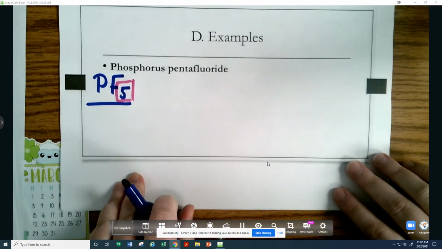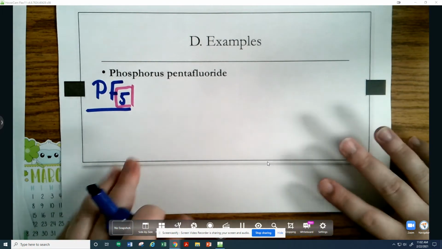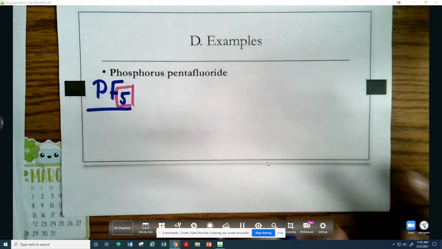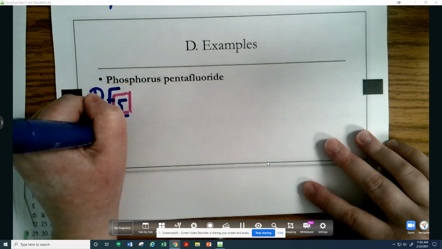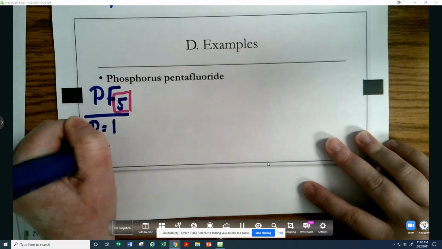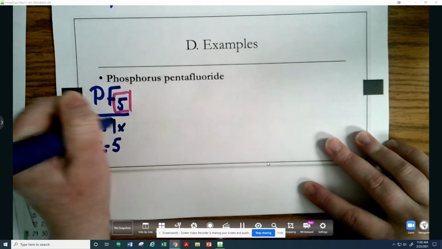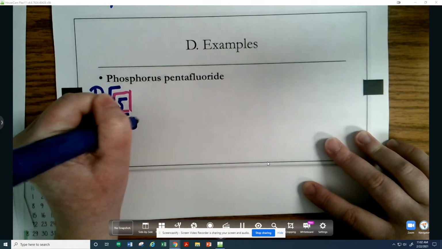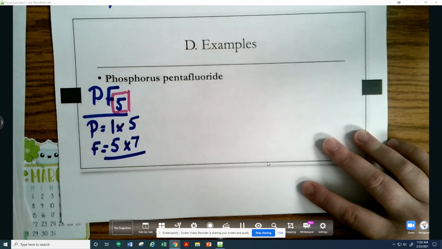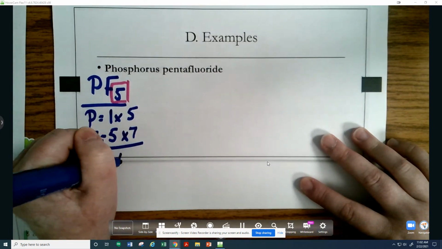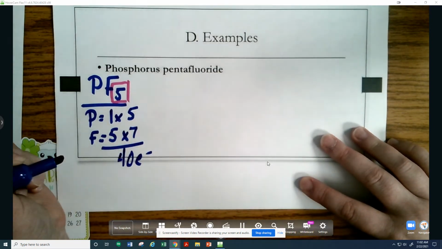So a way to help recognize that it's an expanded octet is we now have 5 fluorines going with that central atom. So phosphorus, we have 1 of them. Fluorine, we have 5. Phosphorus has 5 valence electrons, and fluorine has 7. So we have 5 times 7 giving us 35, plus another 5, 40 electrons to spend.